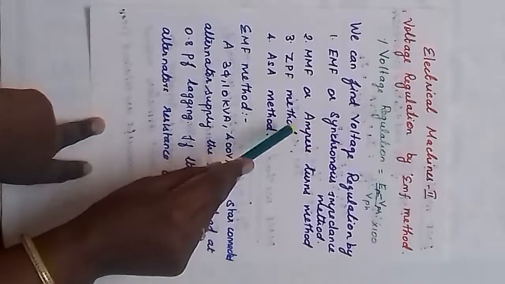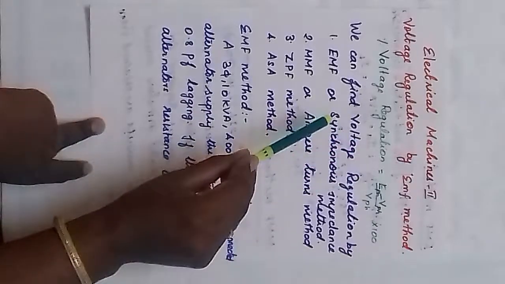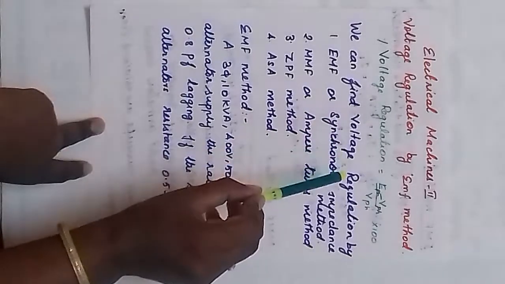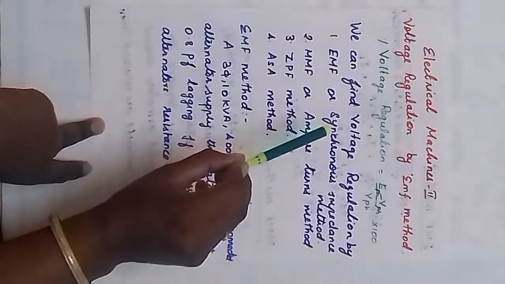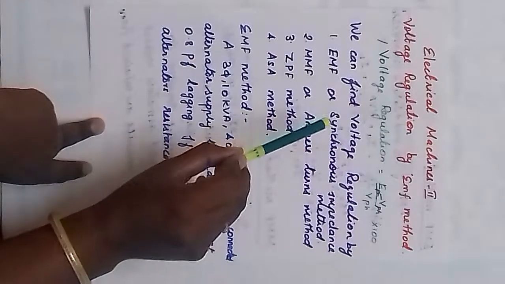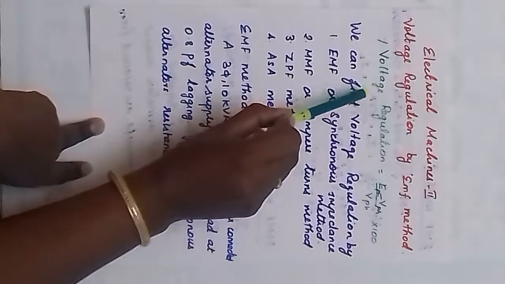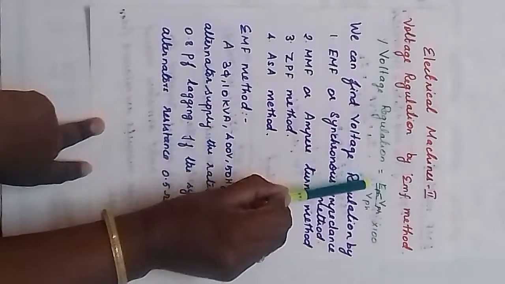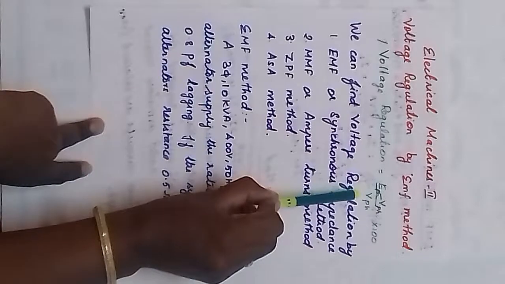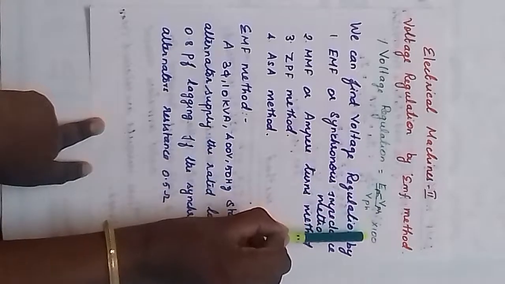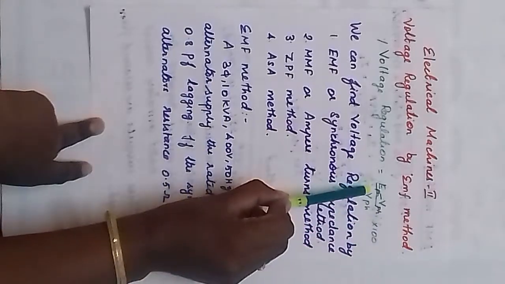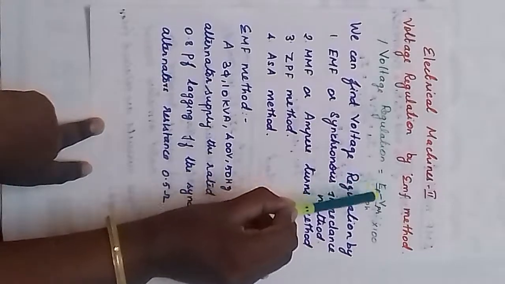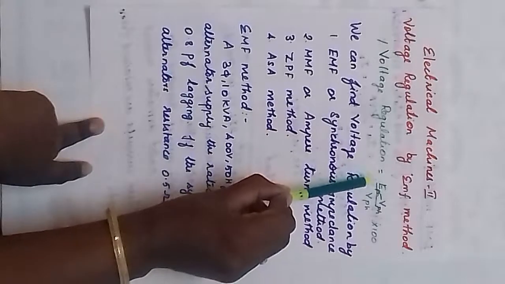In Electrical Machines 2, the first topic is the synchronous generator. Synchronous generator means alternator. In an alternator, we have to find the regulation. So, voltage regulation can be determined by using the formula (E phase minus V phase) divided by V phase into 100. E phase means the induced EMF in an alternator, so we have to find the induced EMF in an alternator.